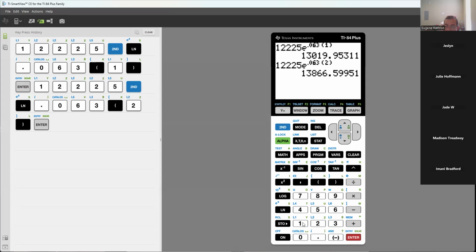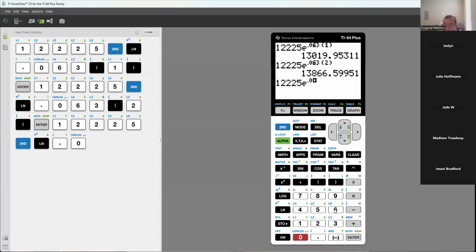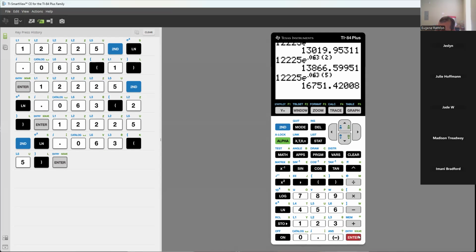All righty, y'all. Next, 12,225, second ln, 0.063 times 5. Enter. So that one I'm getting $16,751.42 because that 2 has a 0 after it.